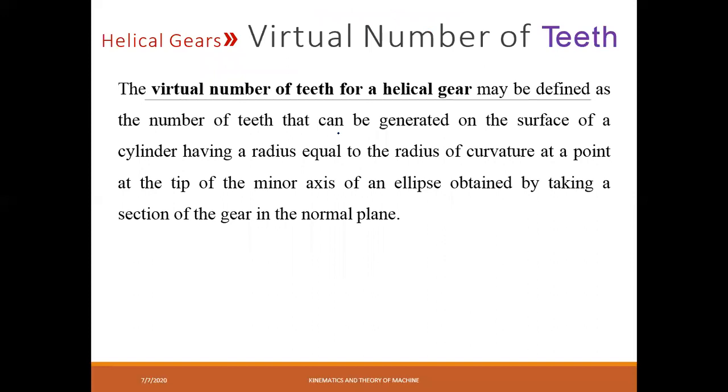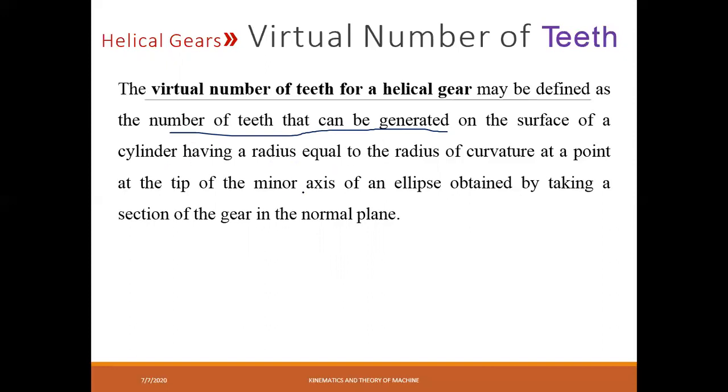Now the virtual number of teeth in the helical gear. The virtual number of teeth for the helical gear may be defined as the number of teeth that can be generated on the surface of a cylinder having a radius equal to the radius of curvature at a point at the tip of the minor axis of the ellipse obtained by taking a section of gear in a normal plane, right? Means what is the virtual number of teeth for the helical gear? Suppose you have a cylinder, then the number of teeth that can be generated on the surface of the cylinder, what cylinder you have, right?